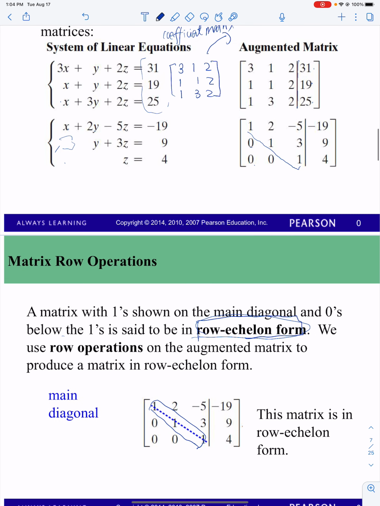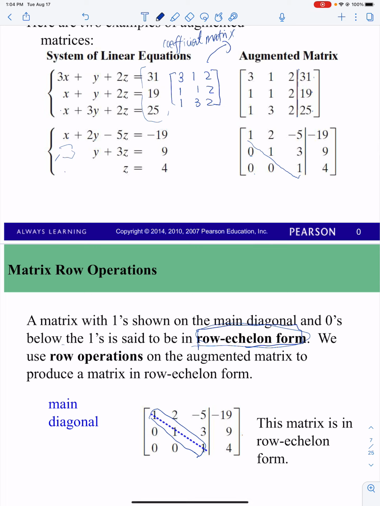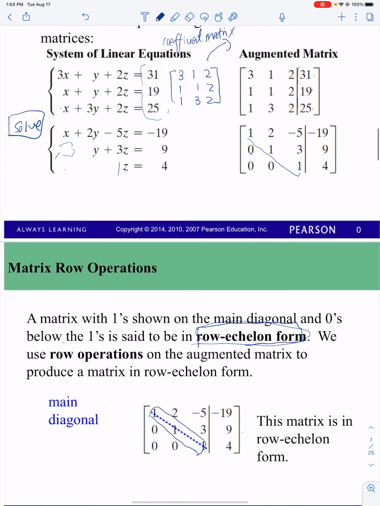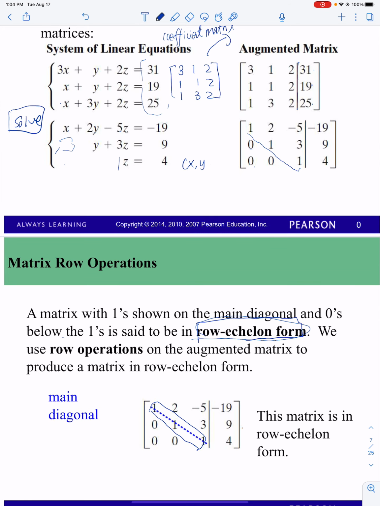Why do we want this form? Let's look at here. So the idea is to solve the linear system, yeah? So if you are in the row echelon form, you know z equals 4. How could you find the solution? You have x, y, z, yeah? So what do we know? z equals 4. How could you find y and x? Okay, so you substitute z equals 4 into y plus 3z equals 9. What will you get? y plus 12 equals 9. y equals what? -3.